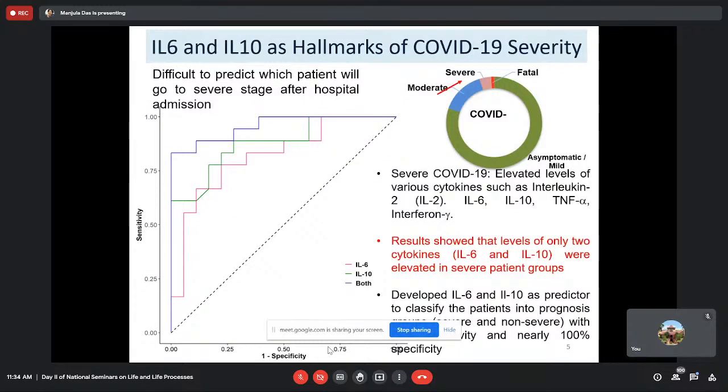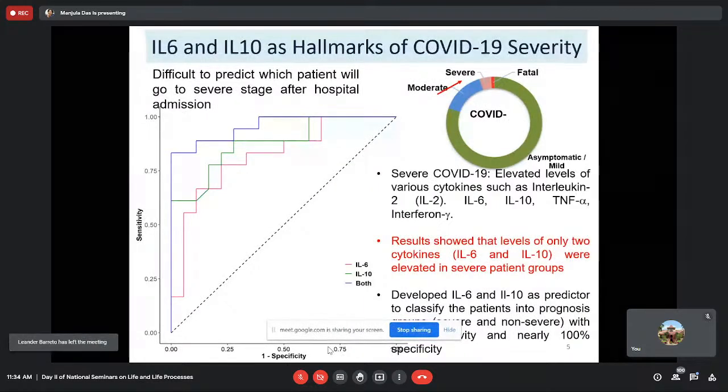However, it is not easy to predict the severity in patients infected with SARS-CoV-2. The severity of SARS-CoV-2 is marked by elevated levels of IL-2, IL-6, IL-10, TNF-alpha, and interferon. A meta-analysis study by our group showed that determination of the levels of only these two cytokines, IL-6 and IL-10, is sufficient to diagnose the severity of the infection.